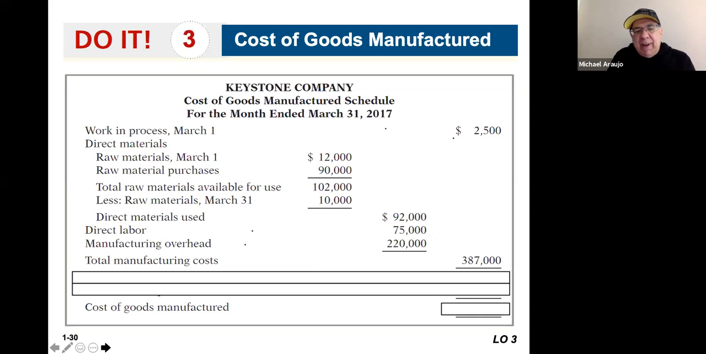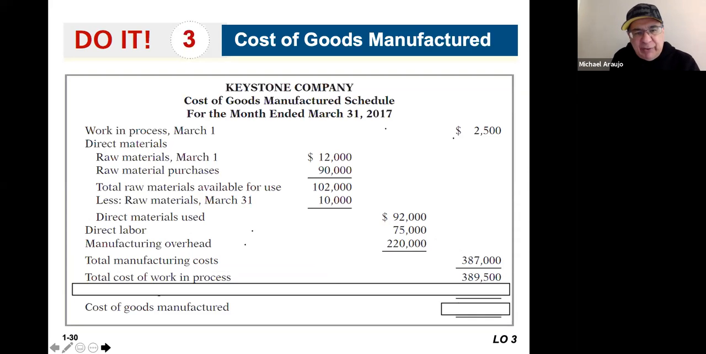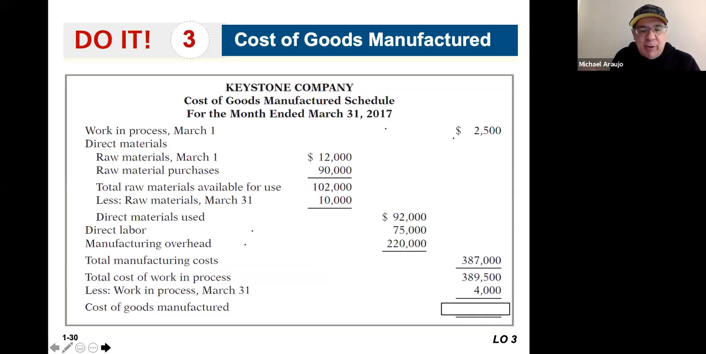So total manufacturing costs for the month of March, $387,000. We had work in process at the beginning of March of $2,500. So when we add those two together, the total cost of the work in process for March was $389,500. We take that, we subtract out the work in process that's left on March 31st of $4,000, and that gives us our total cost of goods manufactured for the month of March of $385,000.